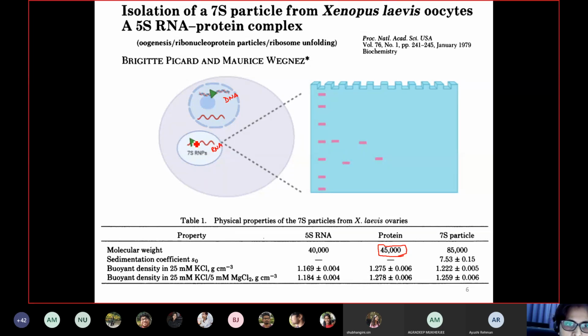And on top of this RNA, you have bound protein, and that is why you have RNP complexes, ribonucleoprotein complexes, where you have RNA and protein complexes. And when you purify this complex, you see that there is one protein binding to this complex, and the molecular weight in this case is around 45 kilodalton, right? So this was the work shown by Picard and Wenzen one year ahead of the Engelke paper.